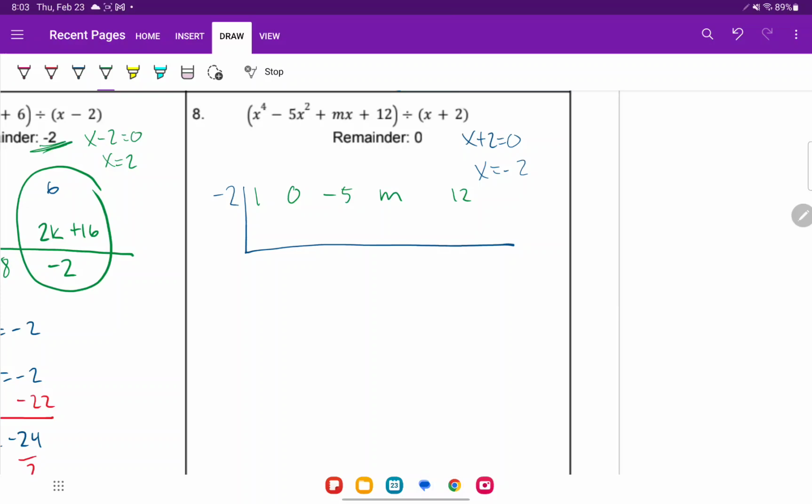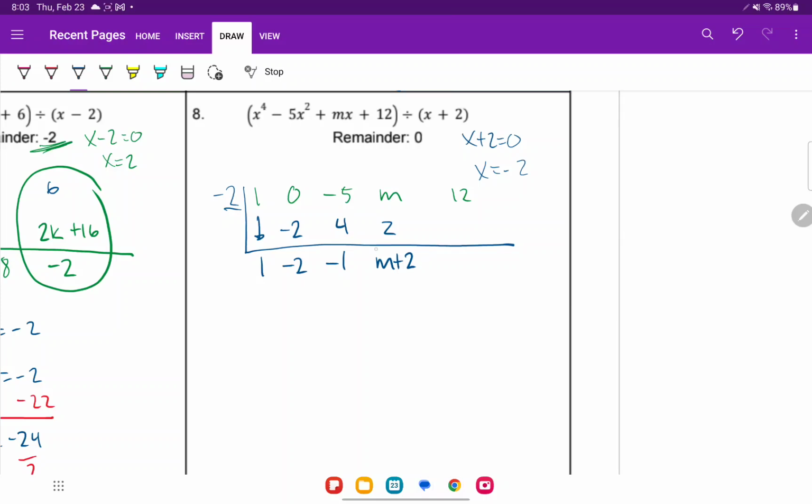All right, and then we start that process. We drop the first term. -2 times 1 is -2. We place that in the next column, and we combine. 0 minus 2 is -2. Multiply the pivot times the number, so -2 times -2 is 4. Place it in the next column, combine. -5 plus 4 is -1. Multiply the pivot. -2 times -1 is 2. We combine. m plus 2 is m plus 2.